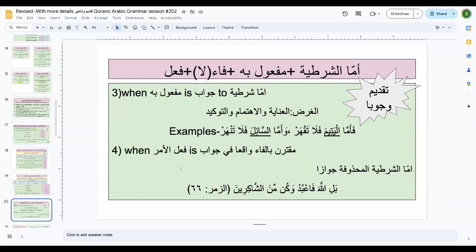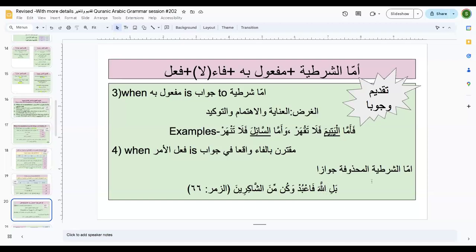The last case is when your failul amr is muqtarin bil fa, your failul amr has a fa attached to it. Remember? Fa'bud. In that case, also maful bihi must be muqaddam. Do you see? Fa'bud balillaha, balillaha fa'bud. So who is being asked to be worshipped? Allah subhanahu wa ta'ala, right? So here, maful bihi is again brought muqaddam.